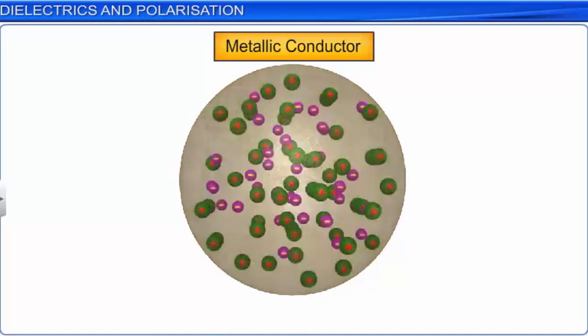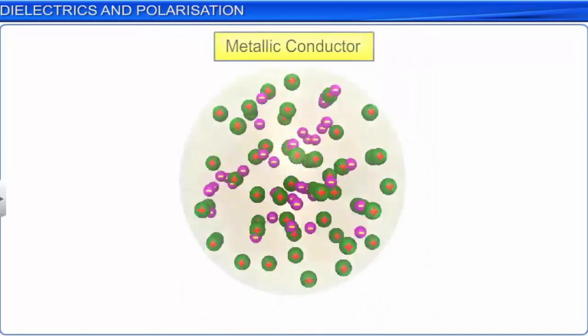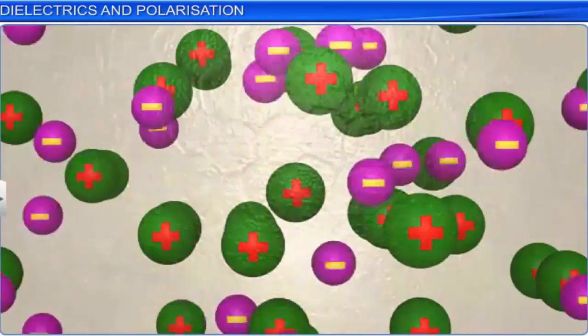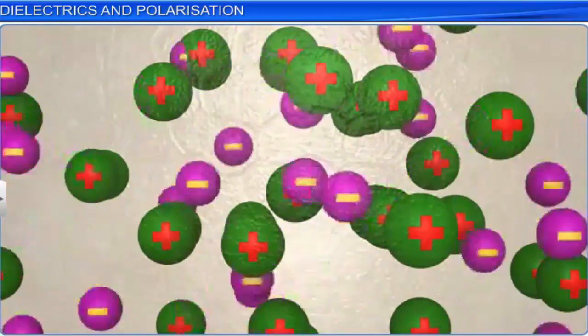We know that conductors are characterized by a large number of free charge carriers which move between the atoms of the conductors and also within the volume of the conductors. Metallic conductors have a large number of free electrons.